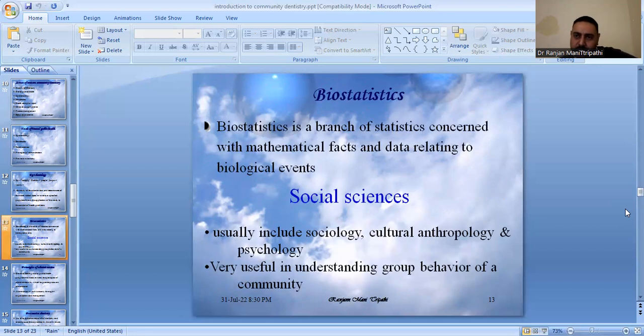What is biostatistics? Biostatistics is a branch of statistics concerned with mathematical facts and data relating to biological events. And what is social sciences? Social sciences usually include sociology, cultural anthropology, and psychology. It is very useful in the understanding group behavior of a community.